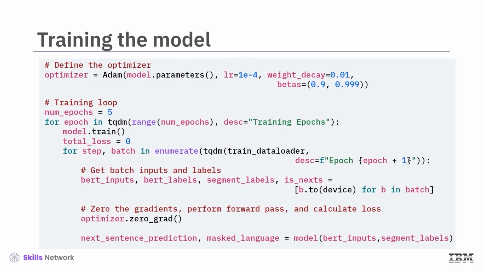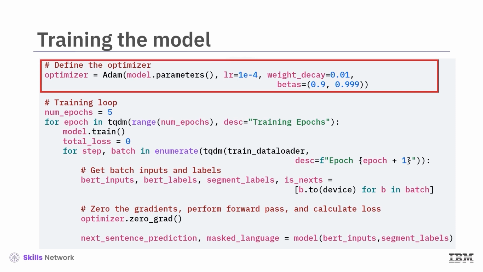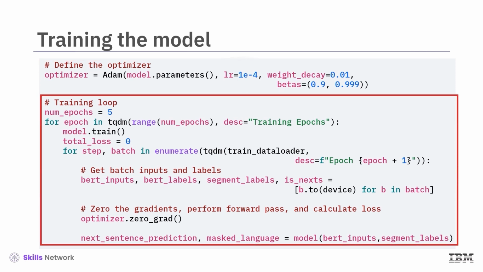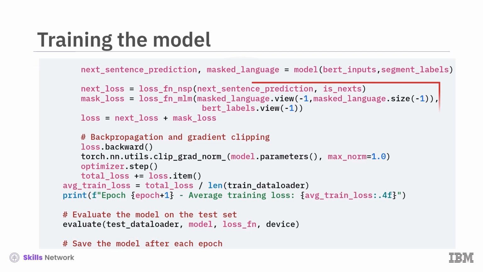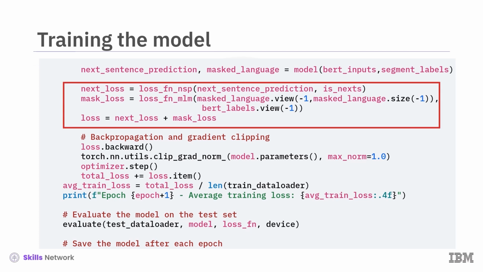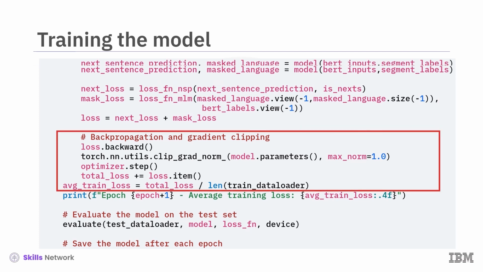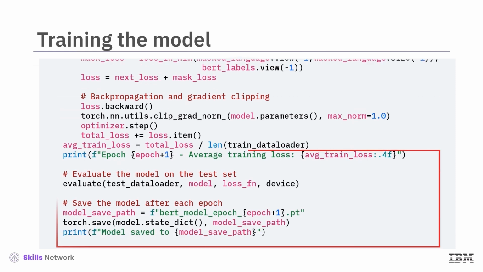Before the training starts, define the optimizer for training the BERT model. The optimizer is Adam. Let's look at the training loop. Within each epoch, you can iterate through the training data in batches. For each batch, perform the forward pass, calculate the loss, and update the model's parameters through backpropagation and gradient clipping. After each epoch, you can print the average training loss and evaluate the model's performance on the test set. You can also save the model after each epoch.